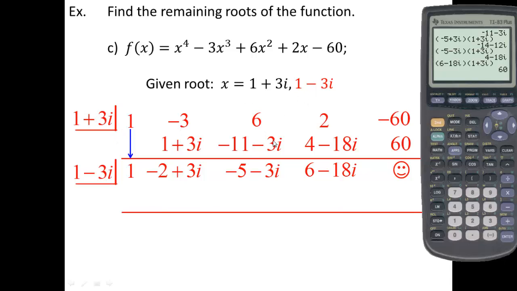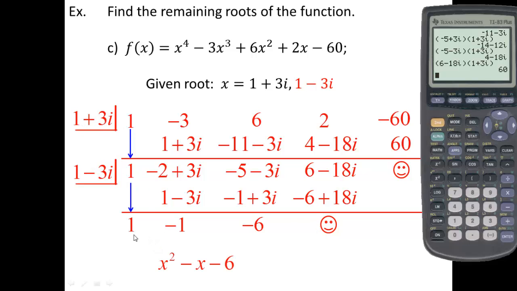Now let's do our second iteration with negative 1 minus 3i. Drop the 1, multiply, and notice 3i's cancel out. We're left with negative 1. Multiply, 3i's cancel out. We're left with negative 6. Again, this second iteration, so much easier than the first iteration. Negative 6, I get negative 6 plus 18i, everything cancels out, I get my second happy face, which is what I expected because I knew both of these were roots.